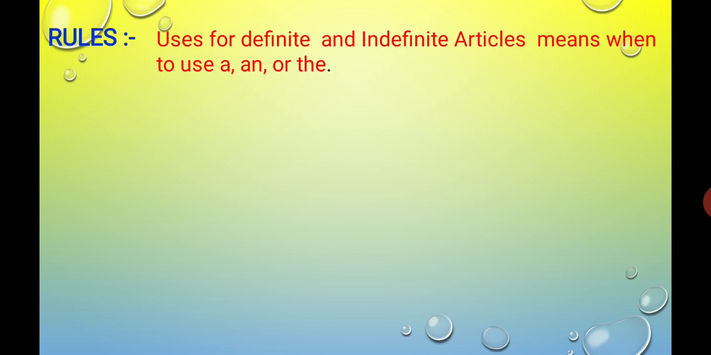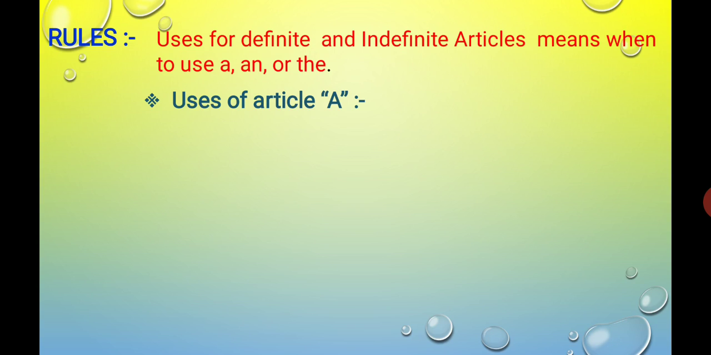Let's see the rules for uses of definite and indefinite articles. It means when we have to use a, an or the. So let's see, and we are going to start with indefinite articles. Which are the indefinite articles? A and AN. So let's see the uses of A. Article A, right?